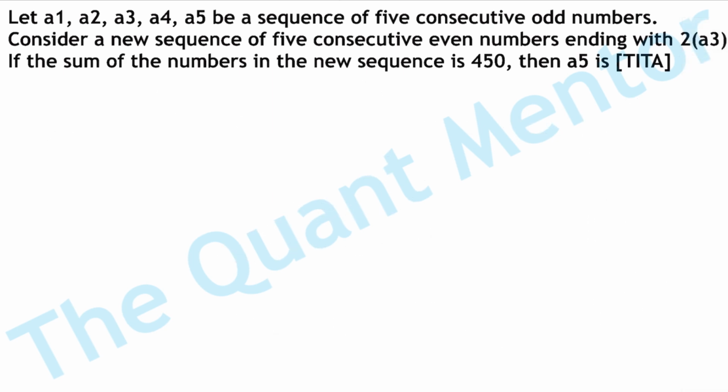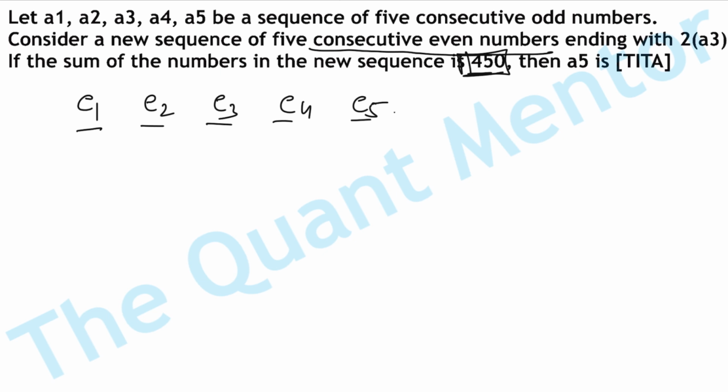So that was one method, guys. Let's look at a slightly better way of dealing with this question. If the sum of the 5 even numbers in the new sequence is 450, then E1, E2, E3, E4 and E5 are 5 consecutive even numbers as per the question, and their sum is 450. Guys, 5 consecutive even numbers will always form an AP, right? This is an arithmetic progression.